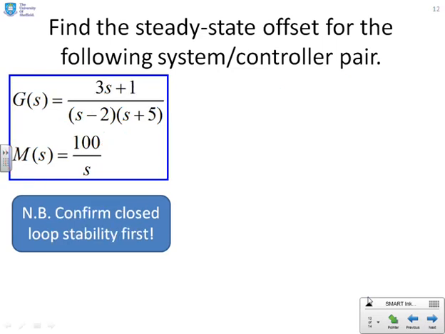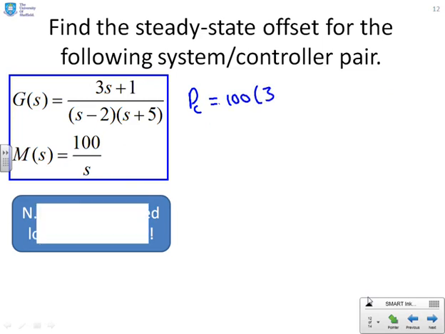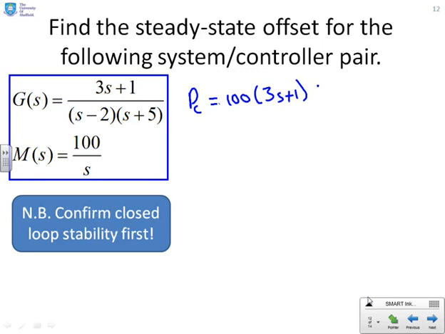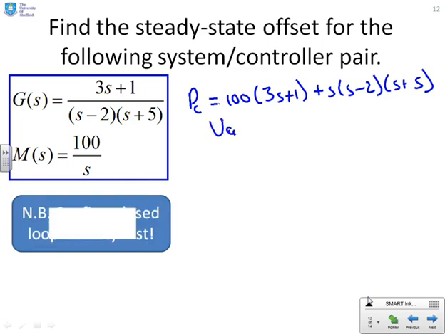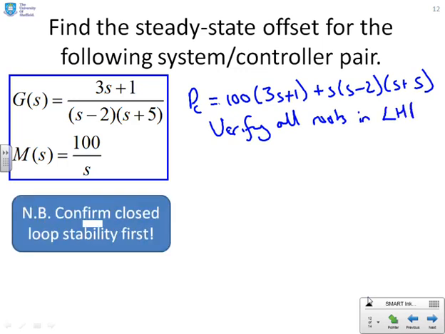One final example then. Again, first thing to do is check for closed loop stability. So I'm going to write down PC equals 100 times 3S plus 1 plus S into S minus 2, S plus 5, and verify all roots in left half plane. Now again, I've done that myself already, but you need to do that. Verify that all those roots are indeed in the left half plane, and so this is closed loop stable.